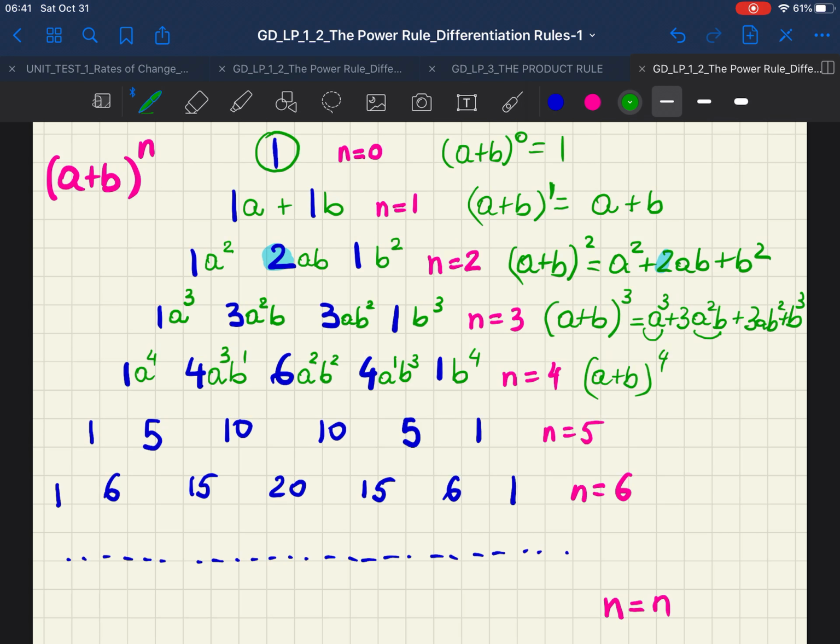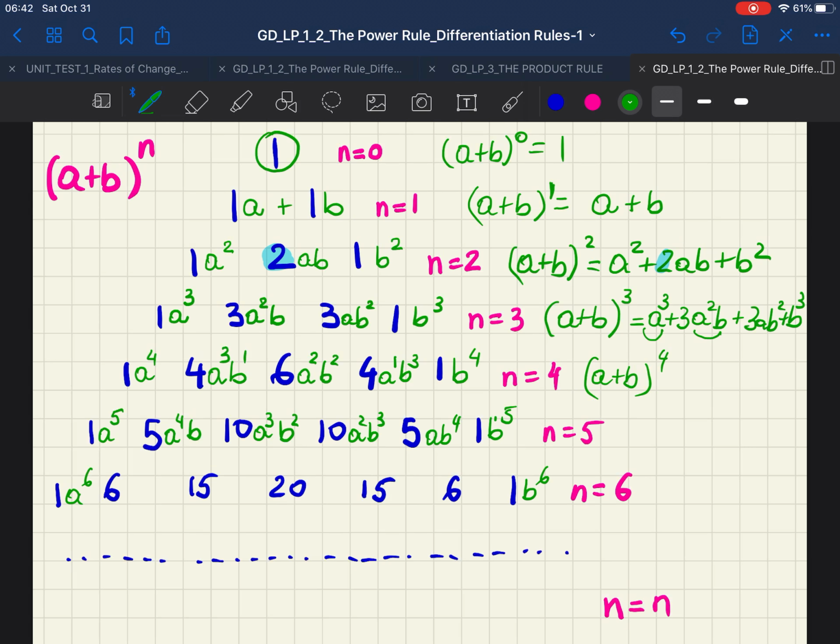If n equals 5, we continue in the same fashion. So this will be a to the power 5. The last term will be b to the power of 5. So we have a losing a power, b gaining 1. A losing a power again, b gaining 1. And so on and so forth. And the power of every term would be 5, the same as the row number. In the same way, here we have a to the 6, b to the 6 at the end.